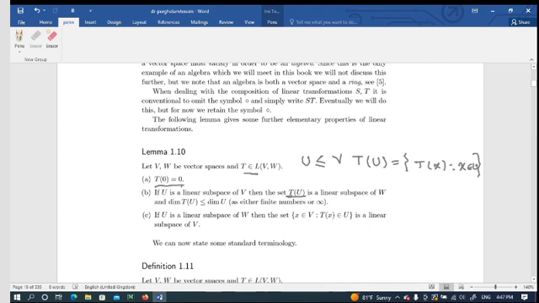So this is not just a set, but this is a linear subspace of W, because T is from V to W, and U is a subspace of V, so T(U) is a subspace of W. And the dimension of T of U is less than or equal to the dimension of U.